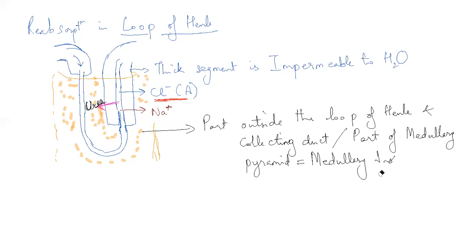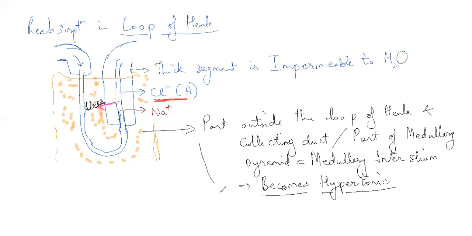Because of the activity of the ascending limb of loop of Henle and collecting duct also, the interstitium becomes hypertonic. Ascending limb से sodium chloride निकला, urea भी निकला, right? Hence, इसकी वजह से क्या होता है?